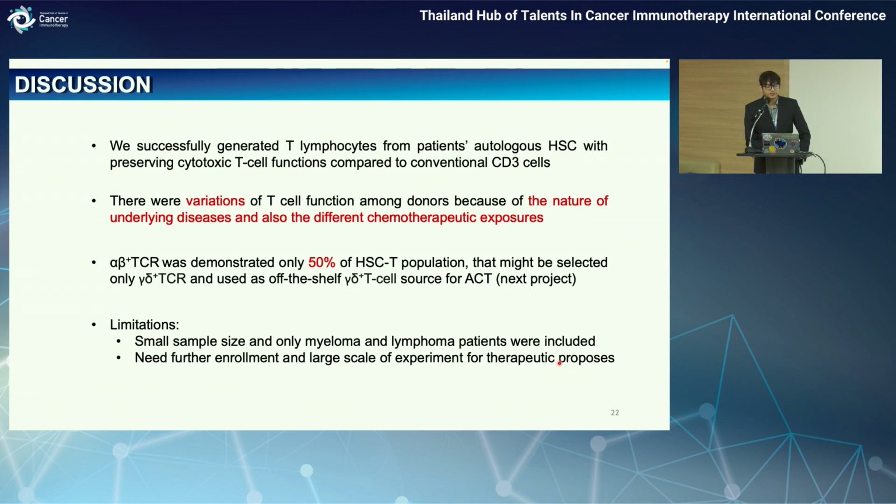So in the discussion of this study, we successfully generated T lymphocytes from patient autologous hematopoietic stem cells with preserved cytotoxic T cell function compared to the conventional T cell. The second point is that there was variation of T cell function among the donors because of the nature of the underlying disease and also the difference in chemotherapeutic regimen. For the third point, the alpha beta T cell receptor is demonstrated in only 50% of the HSCT population. This result might be the consequence of the lack of thymic cortical epithelial cells, as I mentioned earlier. For the limitations, the study has a small sample size and only multiple myeloma and lymphoma patients were included, so we need further enrollment for large-scale experiments.